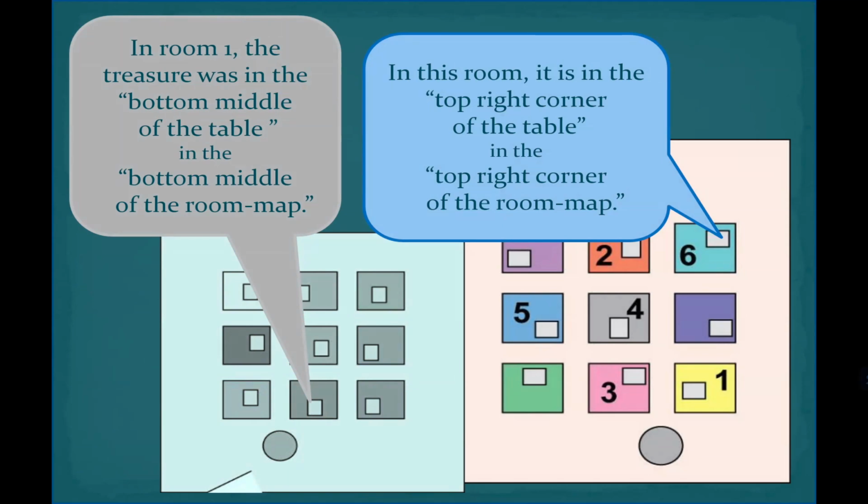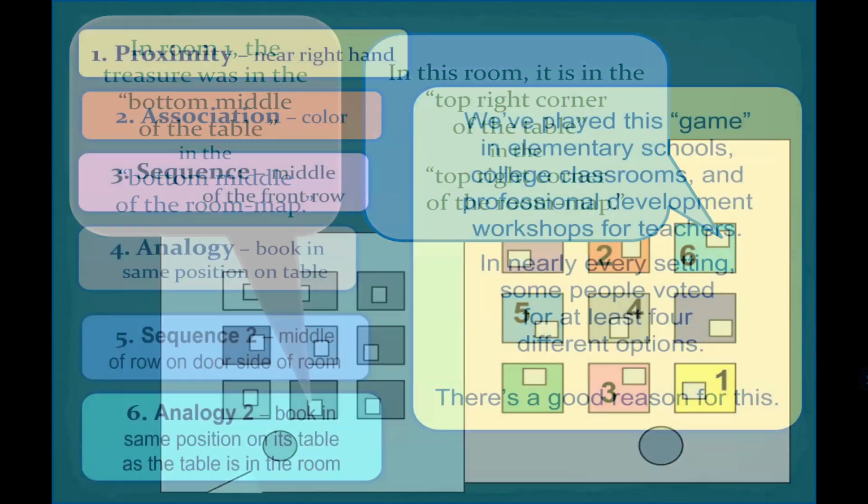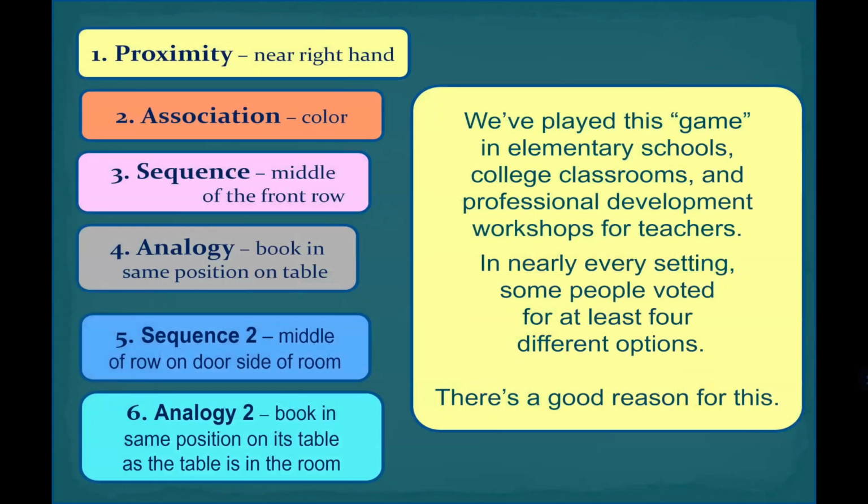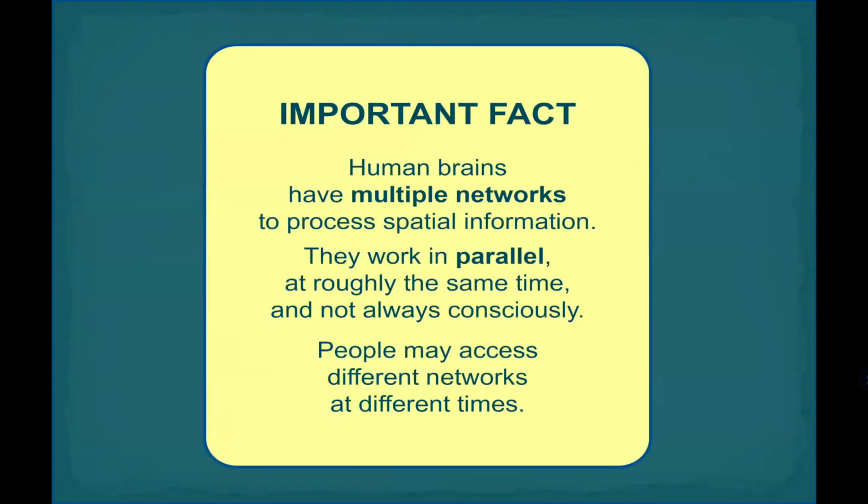It also helps explain why standardized testing sometimes doesn't work, because sometimes people can think of a right answer that even the test designer didn't think of. Like I say, I've played this game in elementary schools, college classrooms, and PD workshops for teachers, and people vote for different options. There's a good reason for this. Human brains process spatial information through multiple networks. They work in parallel. They work at roughly the same time, and you're not always conscious of them all. People may access different networks at different times.